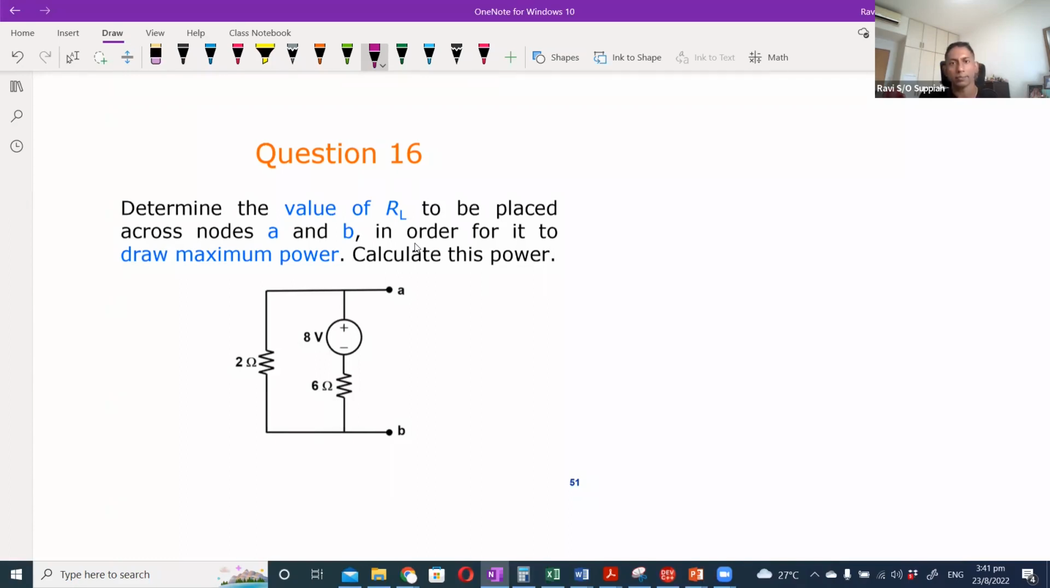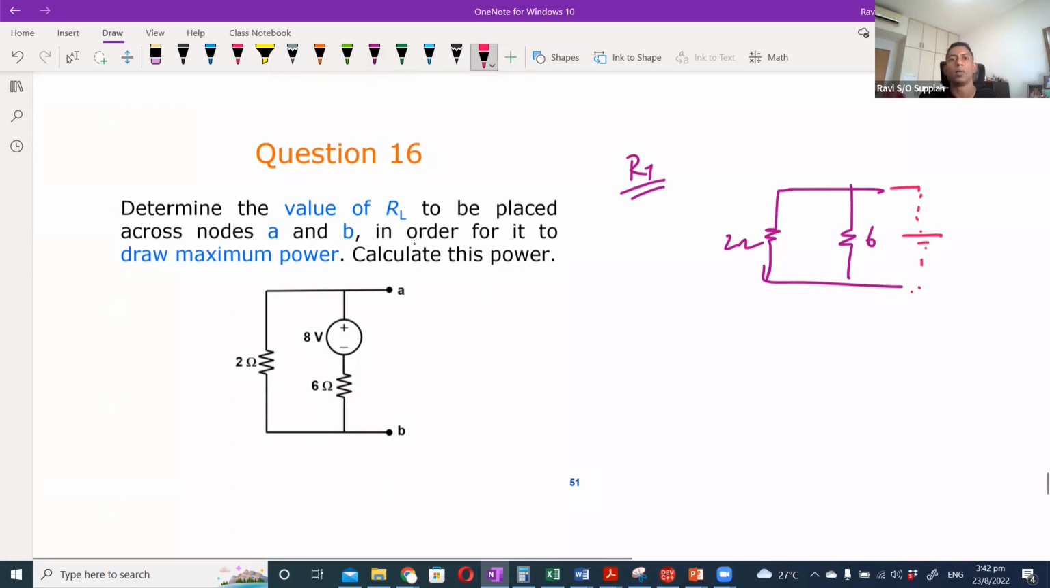To find Thevenin's equivalent circuit, we need to find VT and RT. So maybe I'll find RT first. To find RT, you short the source. So I have 2 ohm and I have 6 ohm. If I place an imaginary supply here, whatever current flows out here will split into the 2 and 6. That means the RT is basically 2 parallel with 6, which will give me 1.5 ohm.